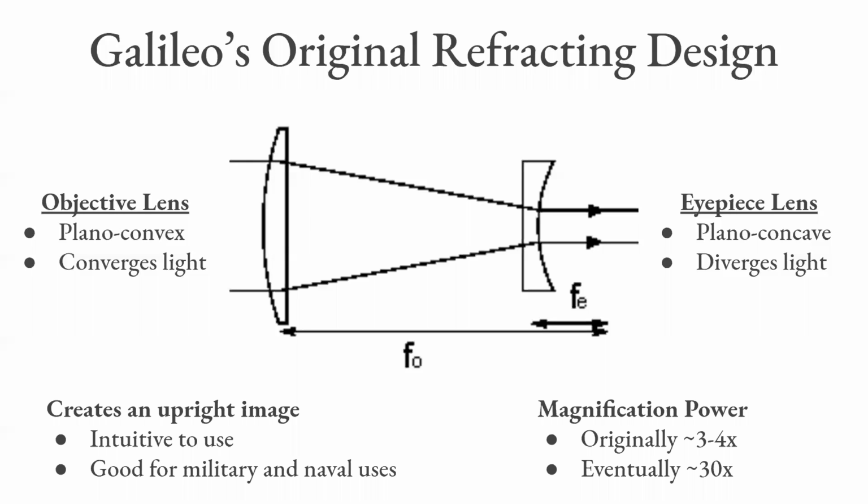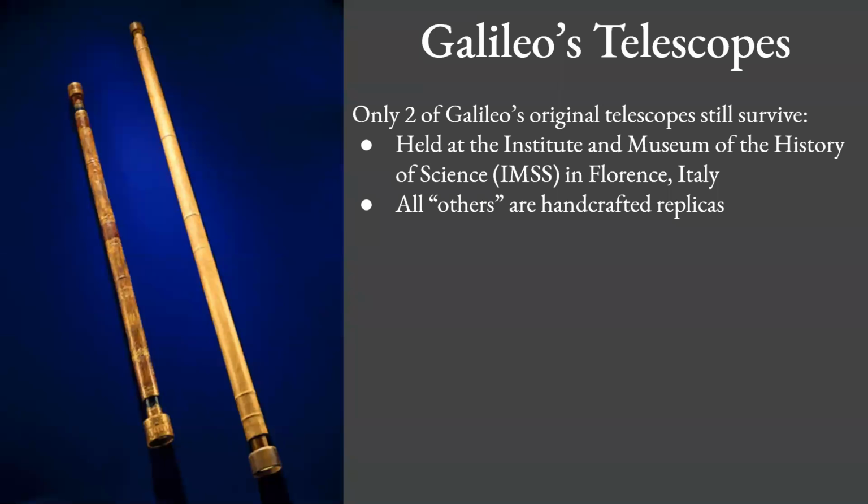The magnification power grew significantly. His first one was about 3 or 4 times. It makes things a little bit bigger, useful on Earth, but not so much useful for seeing things in space. Eventually, though, his best one is estimated to have a magnification of somewhere around 30 times, which is pretty good and allowed him to make some of the biggest discoveries in the history of humanity when it comes to outer space. So here's another picture of 2 original telescopes he made.